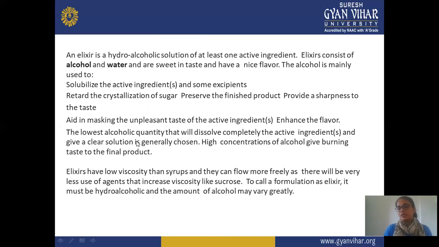This alcohol is majorly used to solubilize your API as well as excipients, form a uniform solution or uniform mixture, and retard the crystallization of the sugar. It preserves the finished product, provides a sharpness to the taste, and aids in masking the unpleasant taste of the active ingredient and enhancing the flavor. In a syrup, there is a chance that crystals form, so this problem is overcome by the alcohol in the elixir, and the unpleasant taste is also removed.